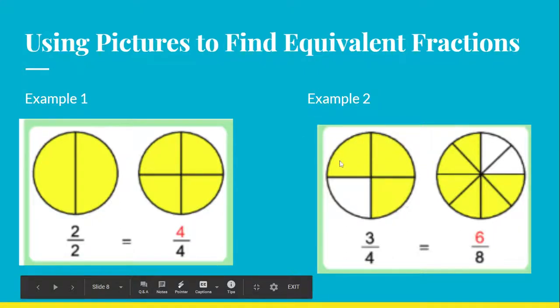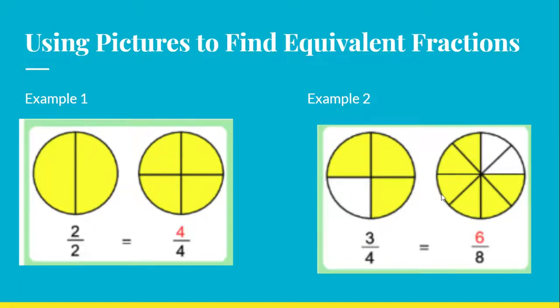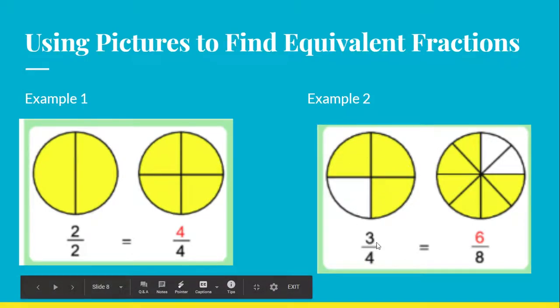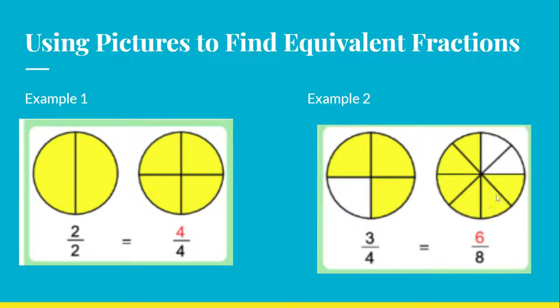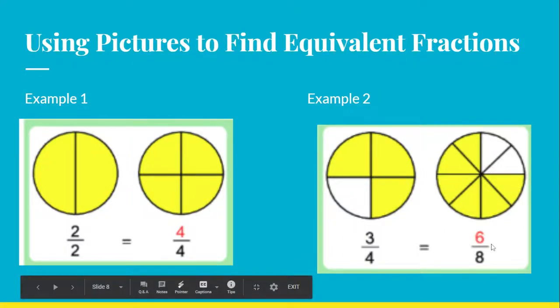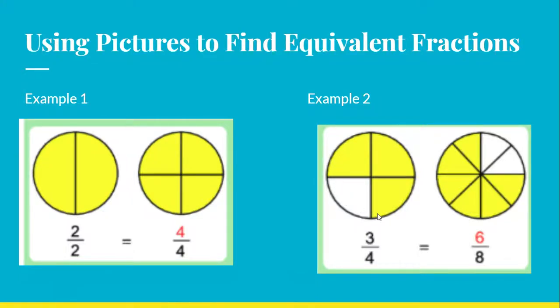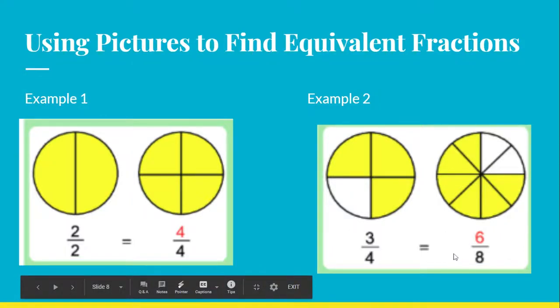In both of these circles, the same amount is shaded in, but they have different numbers of parts in the whole. Let's start with our first one. There are 1, 2, 3, 4 parts in the whole, and 3 parts are shaded in. We have the fraction 3/4. In our second circle, 6 parts are shaded in, but there are 8 parts in the whole. That's 6/8. Because the same amount of the circle is shaded in both of our pictures, 3/4 is equal to 6/8.